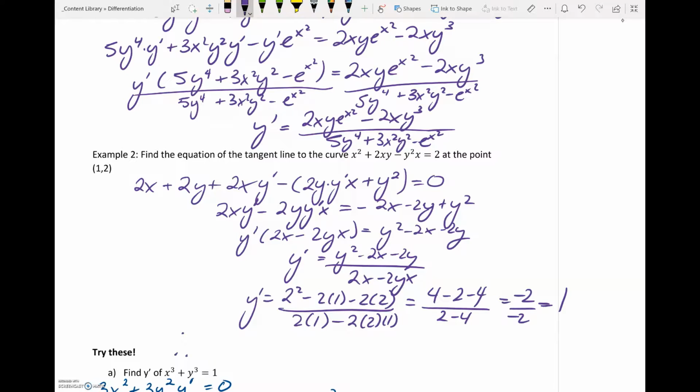For our final answer, we're going to plug our slope into our regular equation with that point. So that's y minus 2 is equal to 1 times x minus 1. It's really easy to rearrange this. This is y is equal to x plus 1. And that's it.